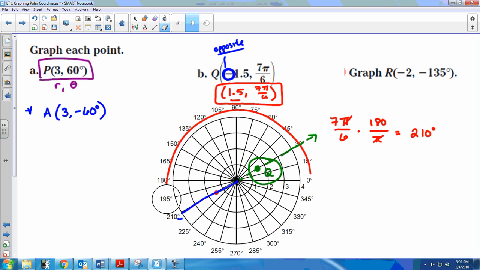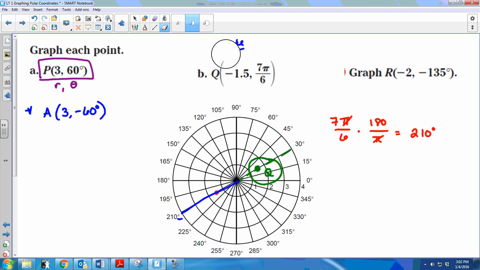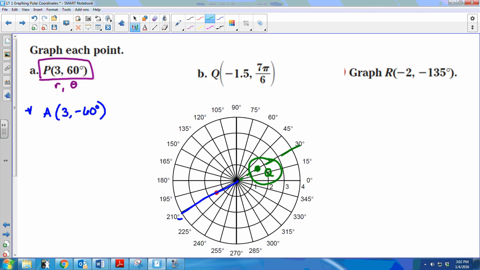Now, here's the deal with polar coordinate systems. We just graphed the point negative 1.5, 7 pi over 6. But in a Cartesian plane, when you have a point, there's only one place for that point to go. There's only one name for that point. If I gave you the point x, y, and I said, okay, graph 4, 5, then you would go over 4 and up 5. And that's the only place it could be, and that's the only way you could write it. In a polar plane, you can write these points in multiple ways.